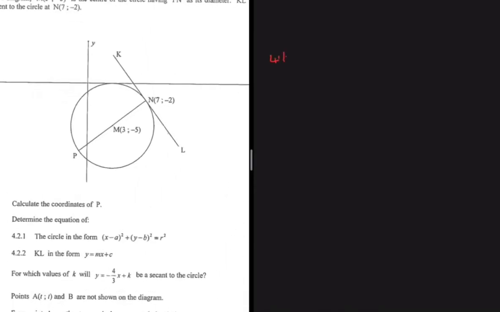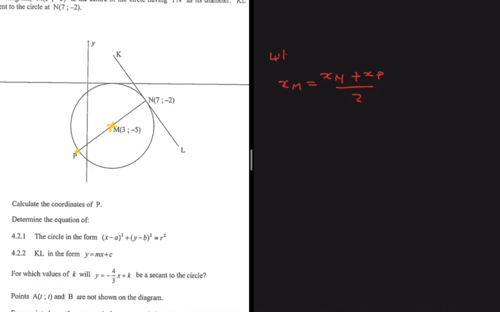Let's go ahead and calculate the coordinates of P. So we have 4.1, which is saying that let's calculate the coordinates of P. We can see fully well here that M is the midpoint of the line PN, right? So if we were looking for the x coordinate of M, we would say that x of M is equal to x of N plus x of P divided by 2, right? That's what we would do. We would be applying the midpoint theorem, right?